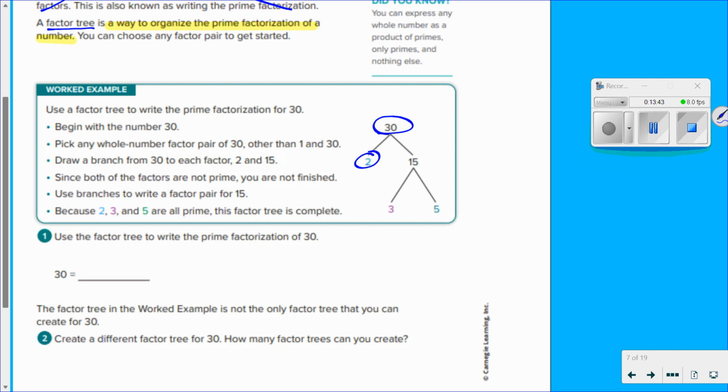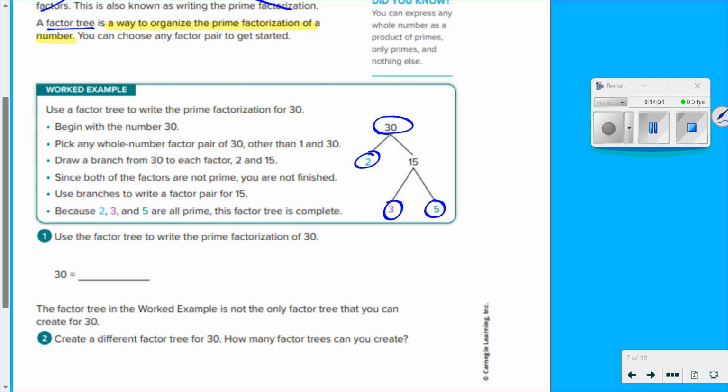15, though, I can still break down, right? Can I divide 15 by 2? No. Can I do it by 3? Yeah, so that's the next one I'll use. So I go 3, and it's 3 times 5, which is another of my 4 key numbers. So I know that I am done. Your factor tree is complete.